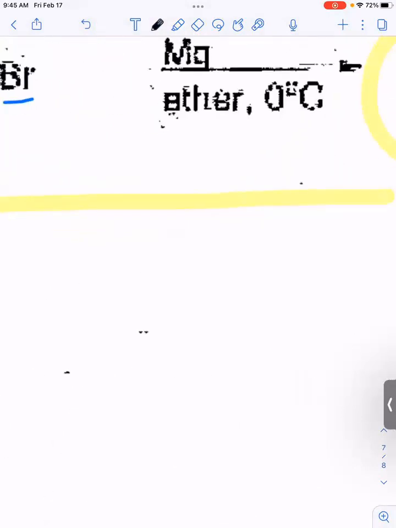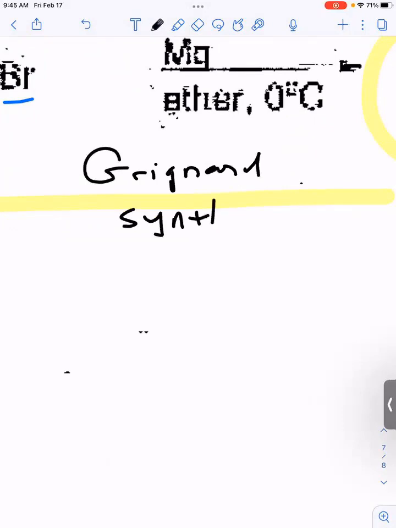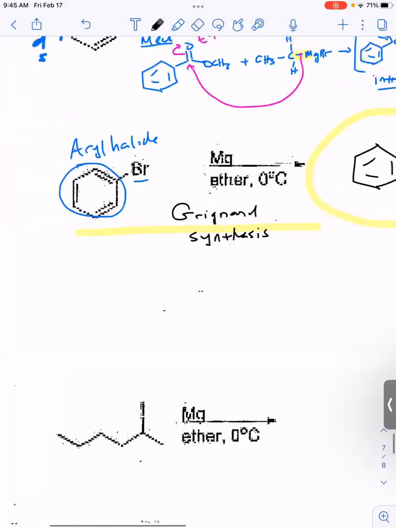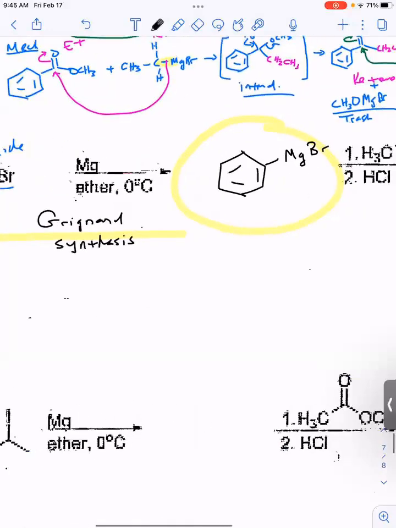This is a Grignard synthesis. Right? This is the way to make Grignards. You take a metal, you stir it with an alkyl or aryl or vinyl halide, low temperature, and the metal is magnesium, obviously. But you take that, you stir them together, and you get out a Grignard.